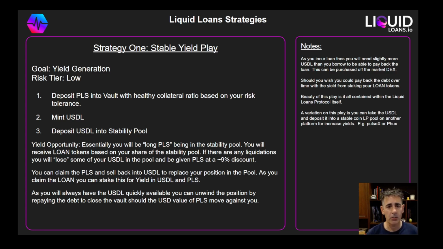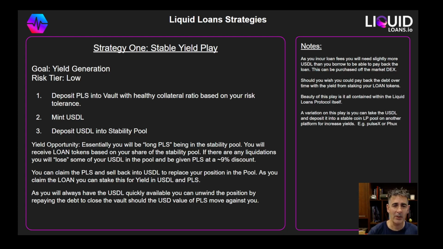So we basically deposit our Pulse into the vault. We're going to mint USDL based on that collateral ratio that we deem we're comfortable with. Very simple strategy. We're then going to deposit that USDL into the stability pool. Now, we'll step through how that mitigates your risk, but really what we're after in this instance is a yield opportunity. So essentially we'll be long Pulse. We're still holding Pulse, although we've locked it up in a vault, and we're also long Pulse because we're in the stability pool. So we've taken our USDL and put that into the stability pool.